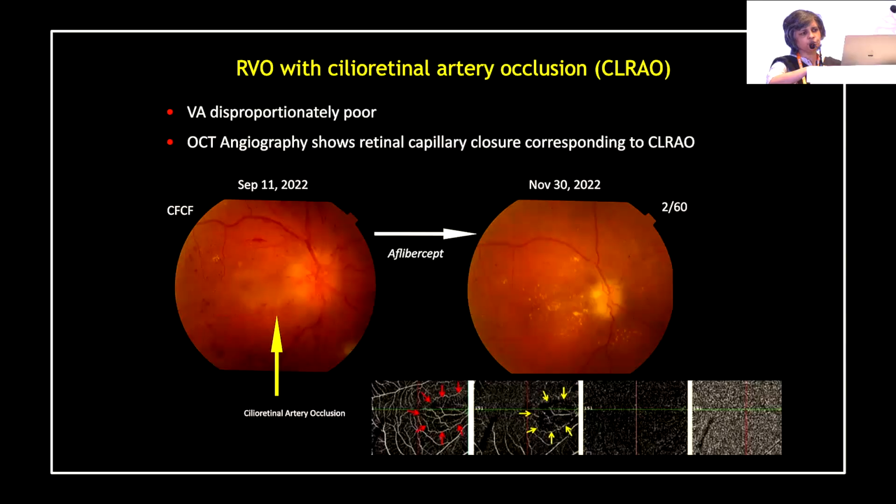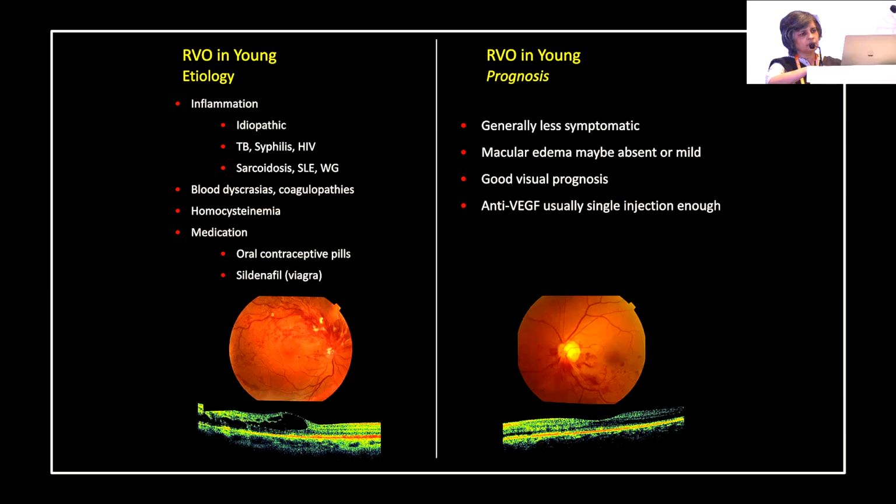If there is a disproportionate vision loss with CRVO, look for this kind of whitening in the center, which is a cilioretinal artery occlusion. This reduces the prognosis because the macula becomes ischemic. So even with anti-VEGF injections, the visual prognosis is poor.